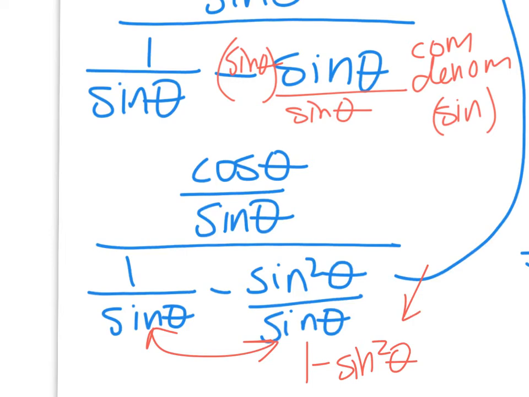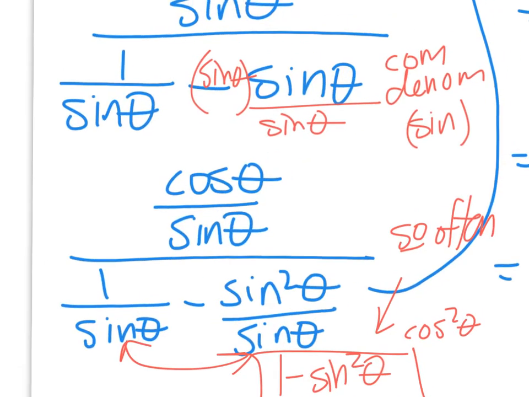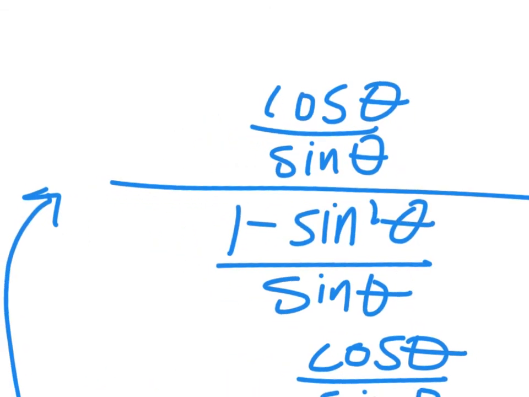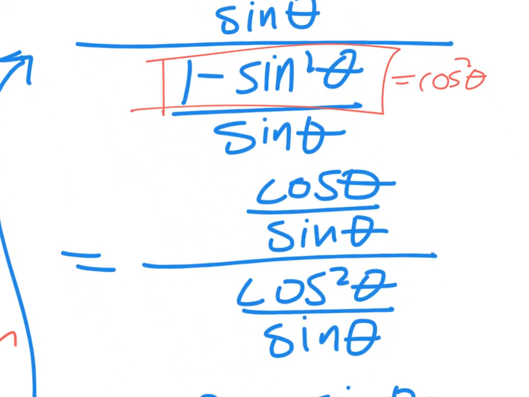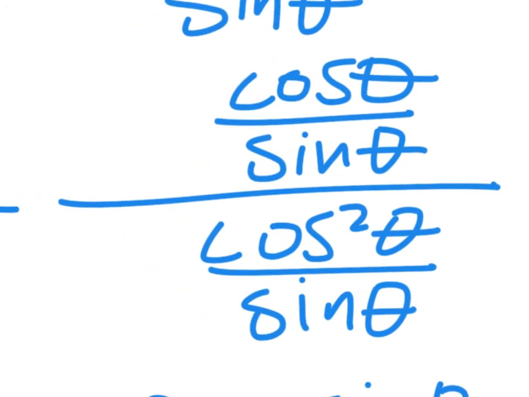How often does this turn up? So often. Yes, that is the Pythagorean identity, and hopefully you're familiar with that and recognize that's the same thing as cosine squared of theta. So let's do that as our next step. There we are, right? We got our common denominator, and we're recognizing that this right here is equal to cosine squared of theta, giving us this, and now you're like, wait, that looks too crazy.